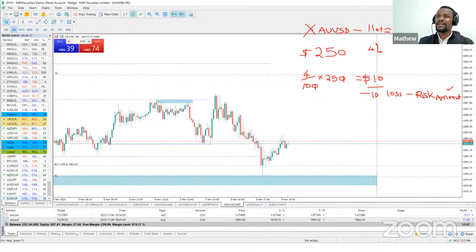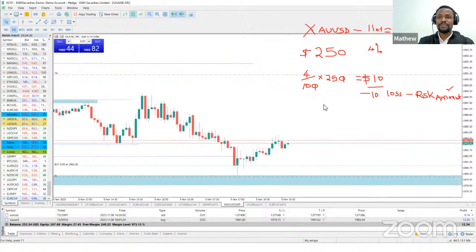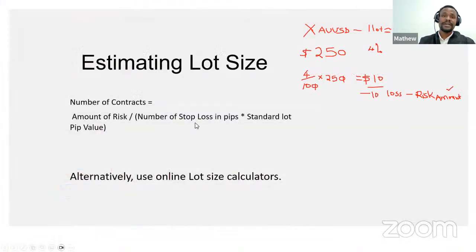So I have a standard lot pip value, I have the risk amount, and then the stop loss distance from where we have this entry to the stop loss, which is 15 pips, this distance. So how could I have estimated the right position size to use with the $250 account which I have? Then I'll apply the formula. It should be very easy, very simple. Once you understand it, it's just a simple process to follow.